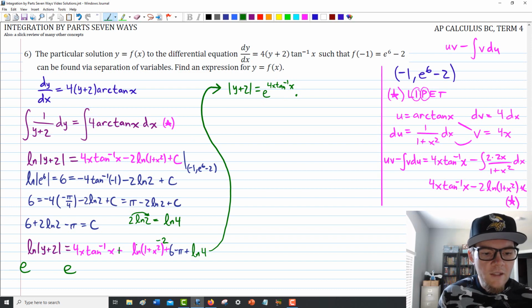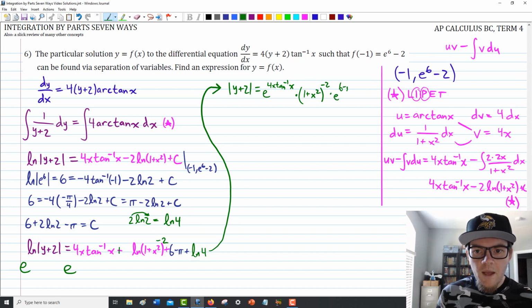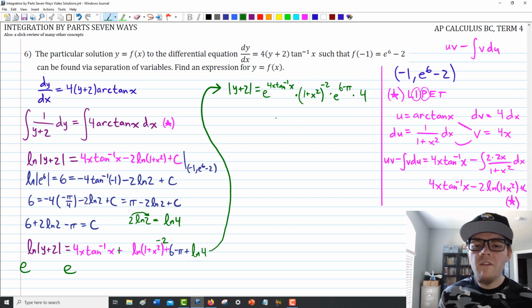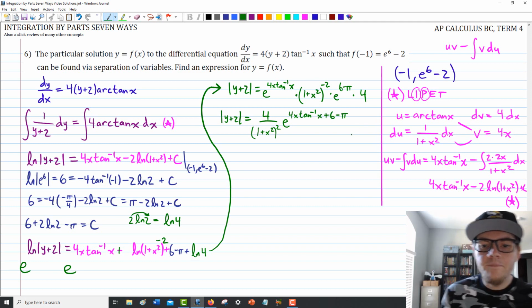On the next one, though, I'm going to have e to the ln, which is going to undo itself, or inverse itself away. That'll transform into (1 plus x squared) to the negative 2 power. Then we're still going to have e to the 6 minus pi, but we'll also have e to the ln of 4, which is just going to be 4. So having done all that, again, it's not going to get that much better. This is my fault for trying to make this clean up. But basically, we'll get y plus 2 is equal to 4 over (1 plus x squared) squared, and then times e to the 4x tangent inverse of x plus 6 minus pi.